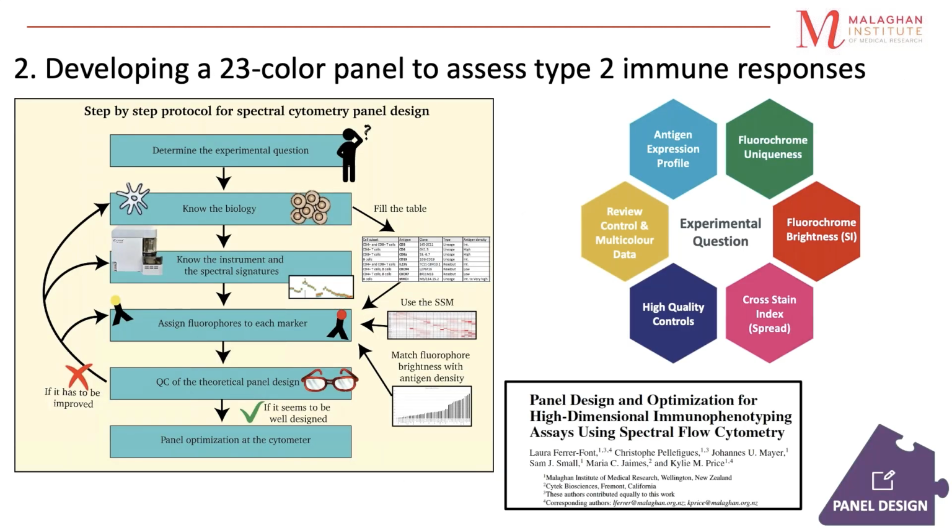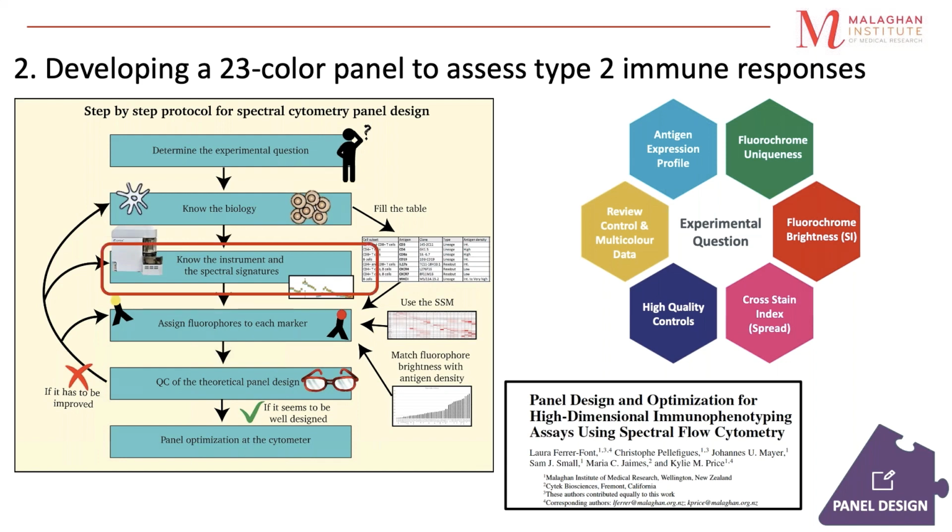At this point, the next goal was to design and optimize a high-quality panel that would be used to assess the immune cells playing a role during helminth infection. I'll use this figure of a paper that we published about panel design that will help me explain the steps that we follow. First, determine the experimental question. In our case, the experimental question was, which immune cells are playing a role during helminth infection? The next step was to know the biology of the tissue or cells of interest, which markers to use, and if they were highly expressed or lowly expressed.